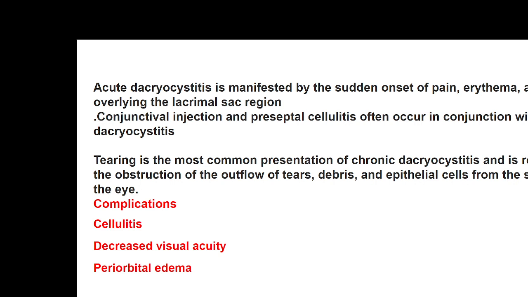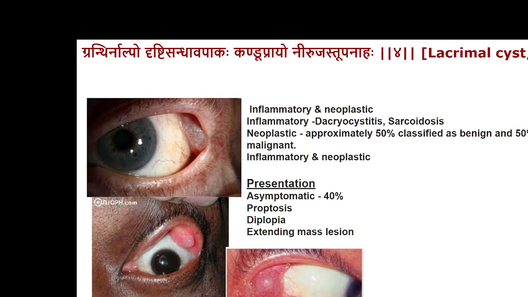Acute dacryocystitis presents with sudden onset of pain, erythema and edema overlying the lacrimal sac region. Conjunctival injection and preseptal cellulitis often occur in conjunction with acute dacryocystitis, like local cellulitis occasionally. Whereas tearing is the most common presentation of chronic dacryocystitis and is related to the obstruction. So chronic is always due to obstruction, either accompanied by infective pathology or without it. The major complications can be cellulitis, reduced visual acuity, or periorbital edema. That's about dacryocystitis, the Puyalasa.